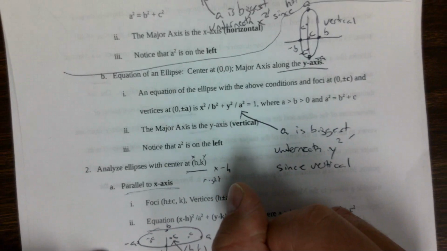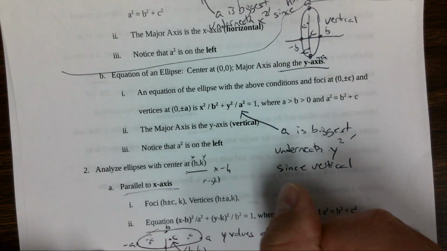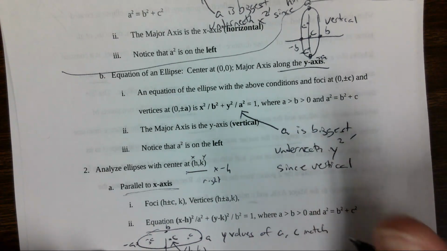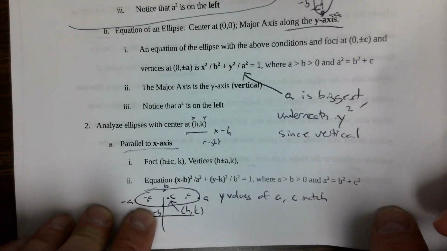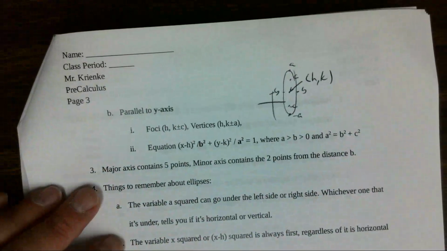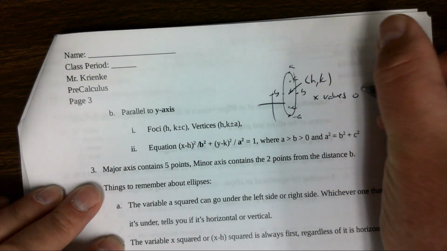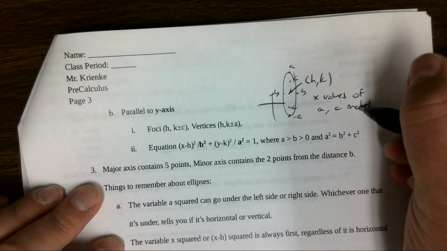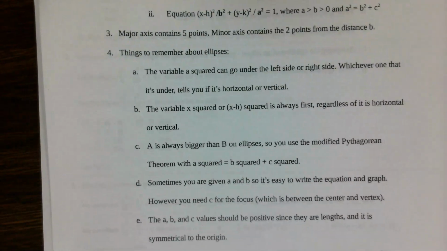Y values of A and C match, because they're all the same height. And on this one, your x values of A and C match. So kind of like on parabolas, there are lots of formulas.